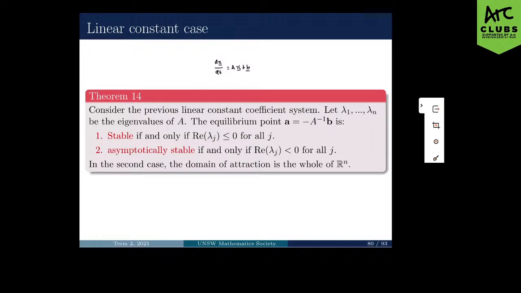In the second case, and this is the nice thing about this linear constant case, the domain of attraction is the whole of Rn. I think that's why we forget about the fact that asymptotic stability is defined on an open set, because in the cases that we deal with, we don't have to worry about that.